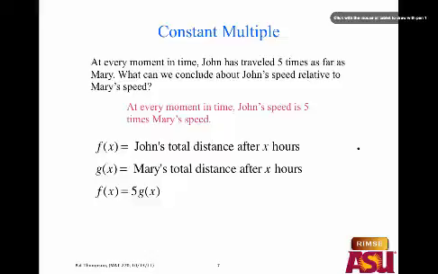So speed, a hint, speed is the rate of change of distance. Speed is the rate of change of distance. So you start with the accumulation function. Well, no, we just want to write the result right now. Just for the results, you can find the rate of change. So how would we express mathematically that John's speed is 5 times Mary's speed? That's all I want to do. Just express it mathematically. Just the speed, just that.